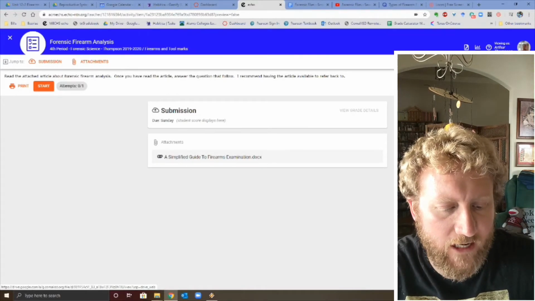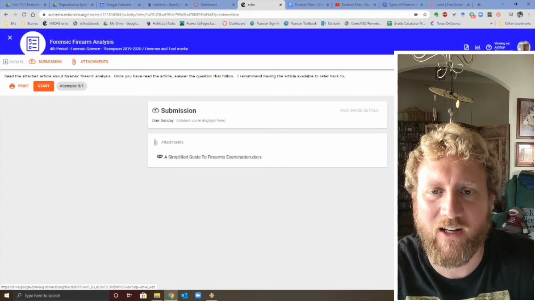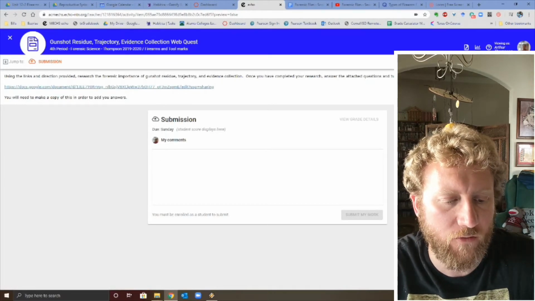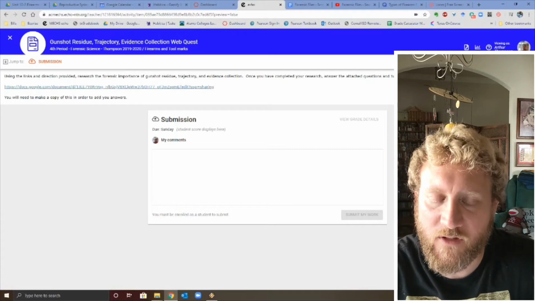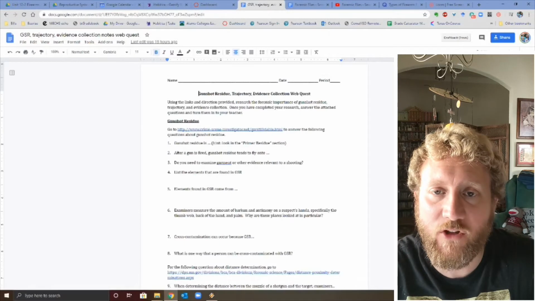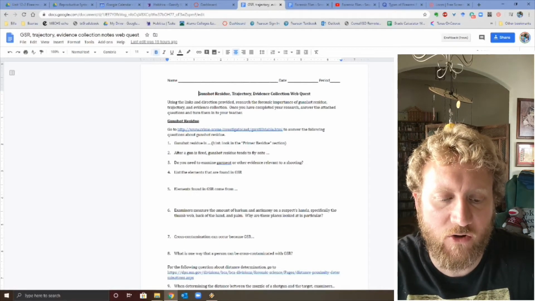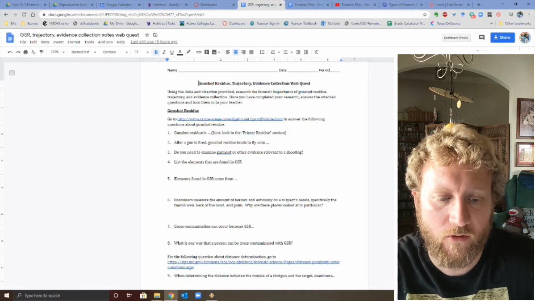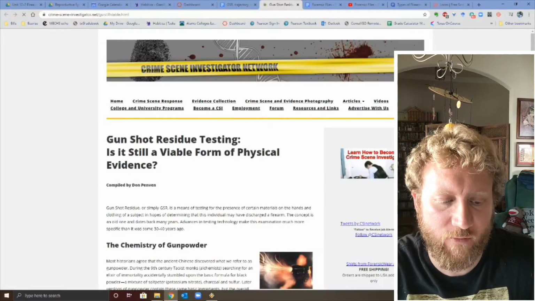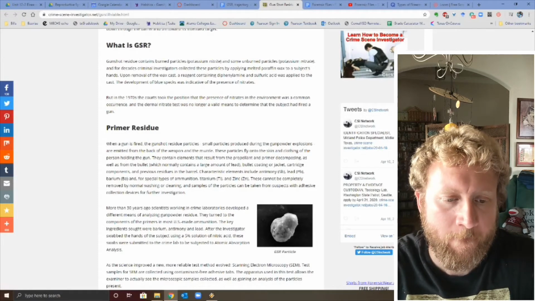Then the last one that we're going to do is the gunshot residue, trajectory, and evidence collection web quest. Basically, I've created a document for you. You need to make a copy of this document to find this information. I've given you resources to find all of this information. For this section right here, you start off by going to this website, and it takes you to a ton of information about what we're talking about.